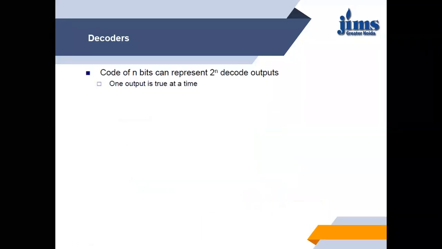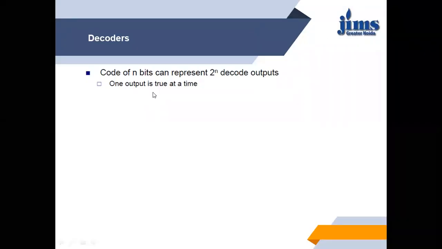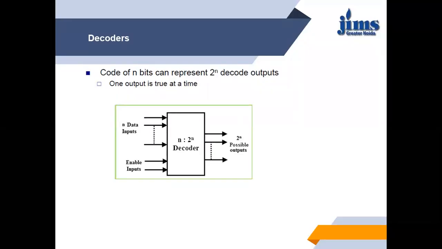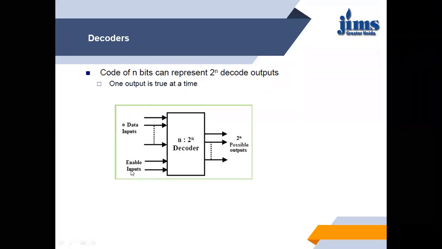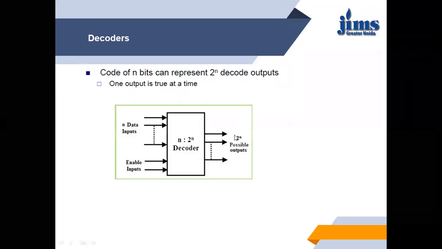Now, a code of n bits can represent 2 raised to the power n decoded outputs. So one output is true at a time. So this is a block diagram, n number of inputs. We can have some enable inputs, which is desirable. Whenever it is desirable, it is used, otherwise it is not used. And we have 2 raised to the power n possible output combinations.